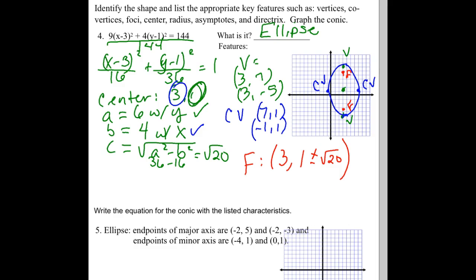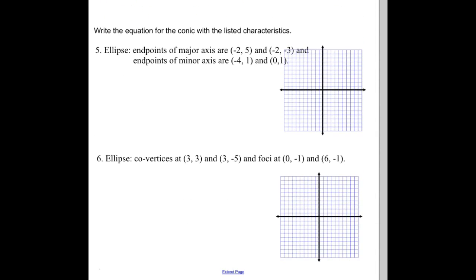Okay, the last couple, instead of giving you the equation and asking you to pull all the details out and graph it, we're doing the reverse. I'm giving you the details, I want you to write the equation. All right, I put some grids up here. I know you don't have it in your paper, but I think it's much easier if you sketch it out. Okay, so we are told the endpoints of the major axis are at -2, 5, and -2, -3. What does that give me?